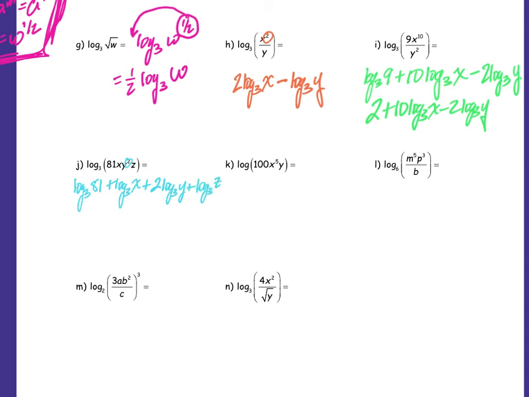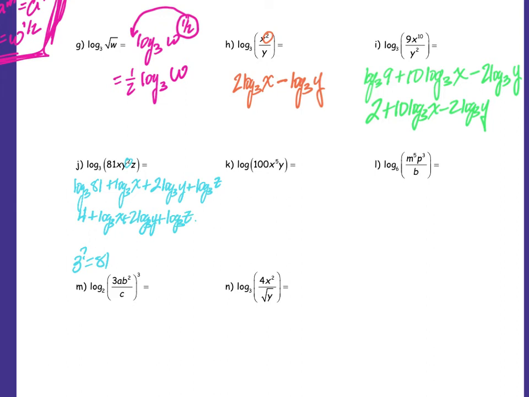Then it does say simplify. I think only one person simplified on here. Log base 3 of 81 can be simplified. This says 3 to what power equals 81. Well, that is 4. 3 to the 4th power equals 81. So this simplifies to 4 plus log base 3 of x plus 2 log base 3 of y plus log base 3 of z.